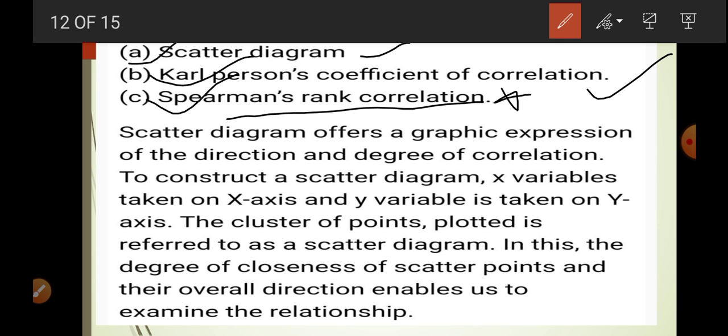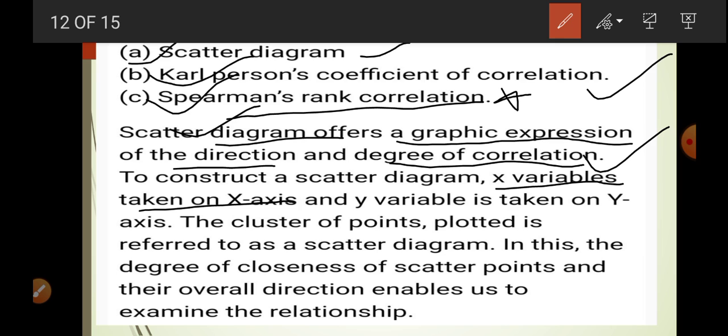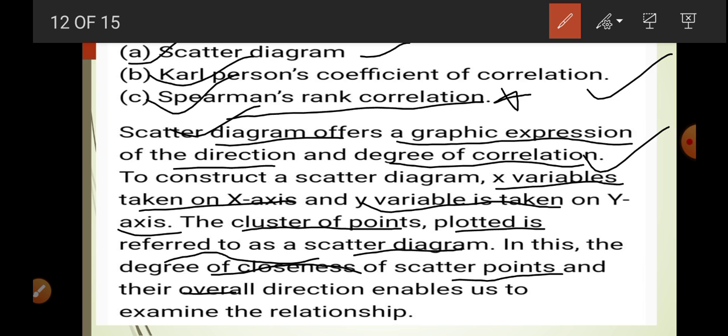So what is a scatter diagram? A scatter diagram offers a graphic expression of the direction and degree of correlation. So this is the meaning of a scatter diagram. To construct a scatter diagram, x variable is taken on OX axis, y variable is taken on OY axis. The cluster of points plotted is referred to as scatter diagram. Okay, in this, the degree of closeness of the scattered points and their overall direction enables us to examine the relation.